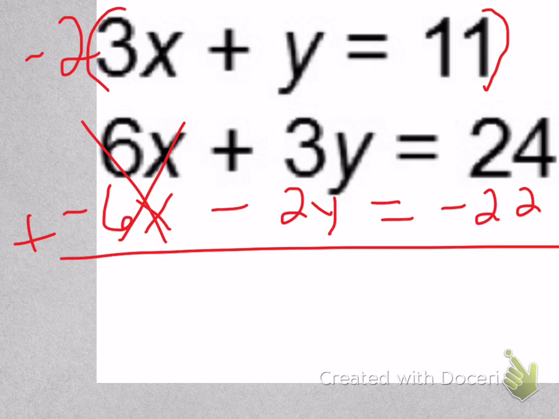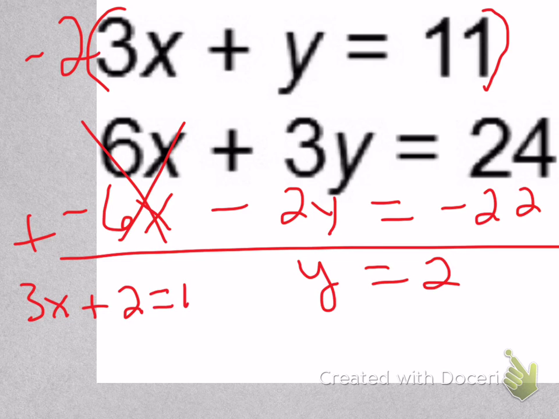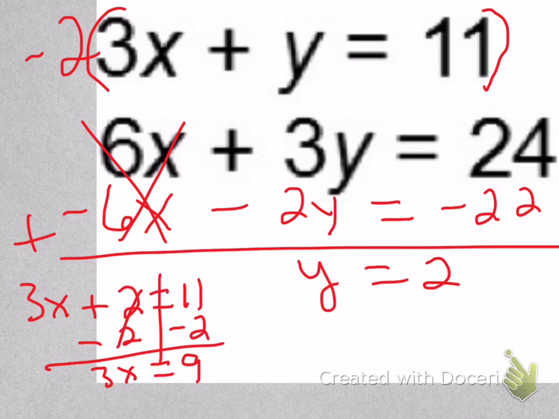Now my x's can cancel out. So 3y minus 2y is just 1y. And 24 minus 22 is 2. So y equals 2. Now I just plug it in. Doesn't matter which one you plug it in for. I'm going to pick the top one. So 3x plus 2 equals 11. Subtract 2. So 3x equals 9. So x is going to equal 3. So our ordered pair is 3, 2.